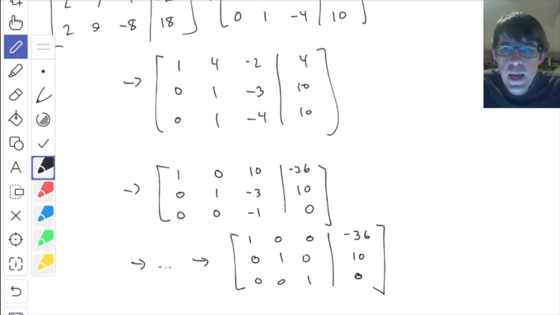Anybody remember, how do we read out the answer here? Remember, the answer was supposed to consist of specific values for x, y, and z. What's the answer going to be?